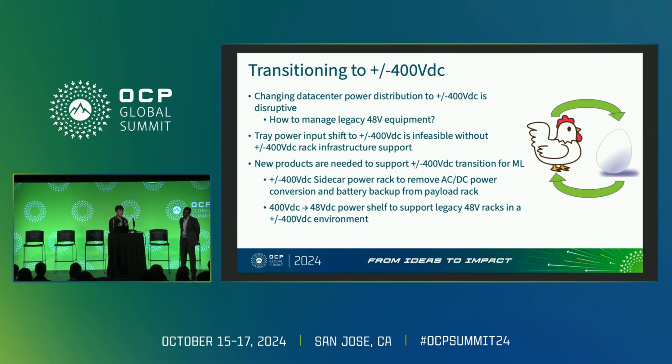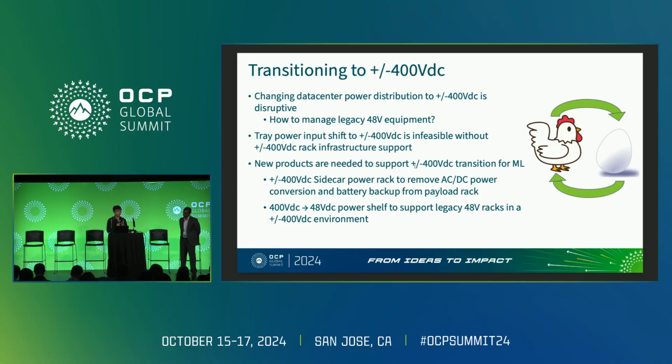Yeah, the transition is always difficult, right? Because, especially at Google, we have a huge fleet, gigawatts of fleet. And how do we deploy this kind of plus minus 400 volt system in those old data centers where we have AC distribution, right? And also, let's say in the future we have a new data center with plus minus 400 volt DC. How do we deploy the 48 volt machine trays in those racks, right?